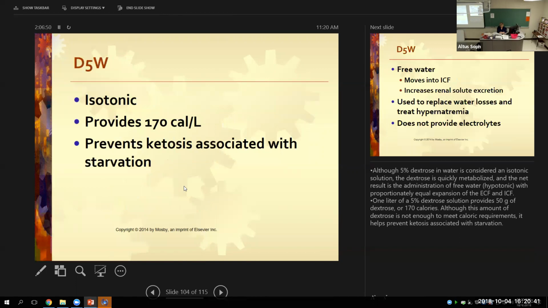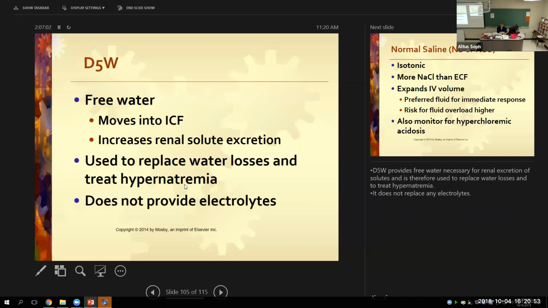D5W is considered isotonic. It also does provide a little bit of calories, not much, okay, but it can prevent ketosis associated with starvation. With D5W, free water moves into the intracellular fluid, increases renal solute, and it's used to replace water losses and treat hypernatremia. But it doesn't provide actual electrolytes because it's just sugar water.